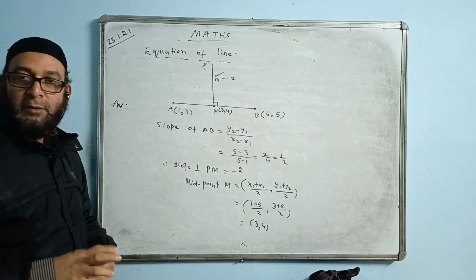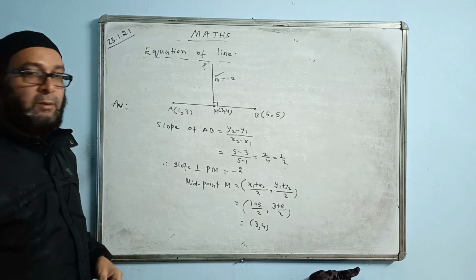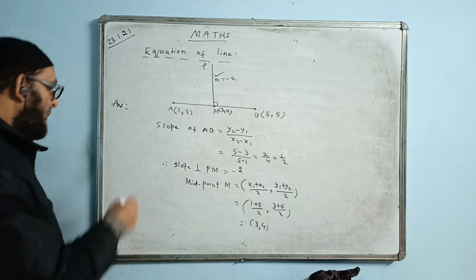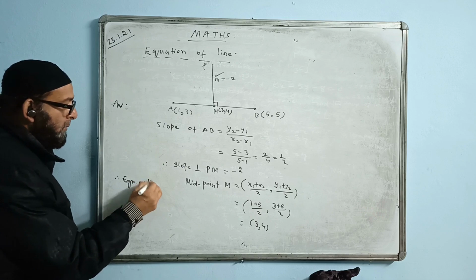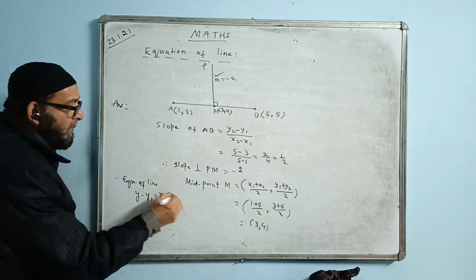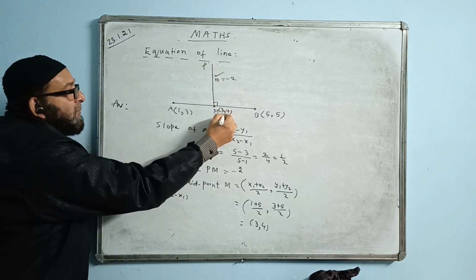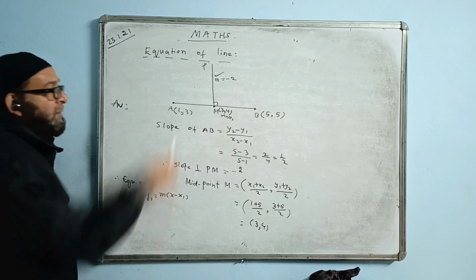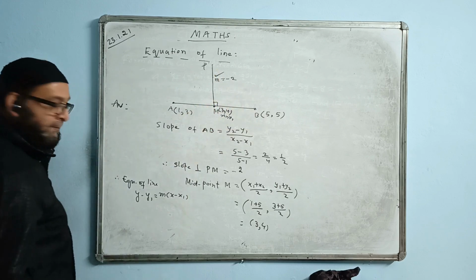Now can you form the equation? Slope is known, point is known. Can we make the equation? What is the formula of finding equation? Therefore, the equation of line formula becomes y minus y1 is equal to m (x minus x1). This point through which the line is passing becomes x1, y1 now. Don't take this other point, because this line is passing through this point only.